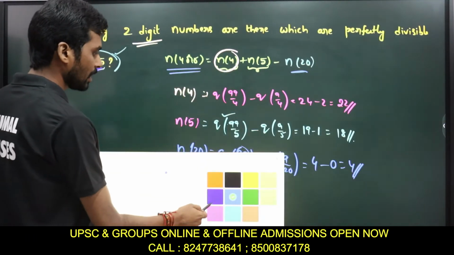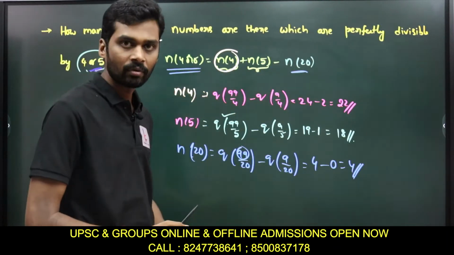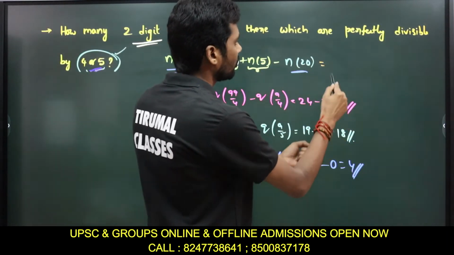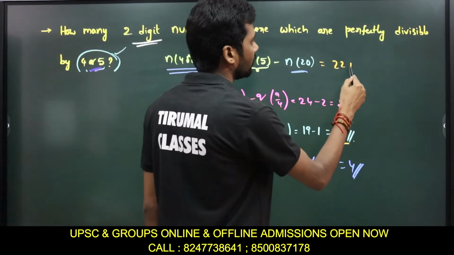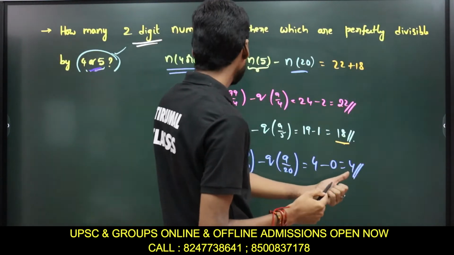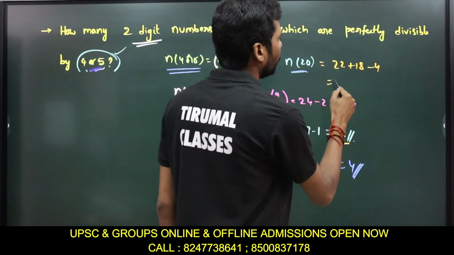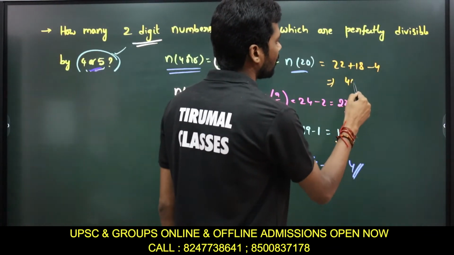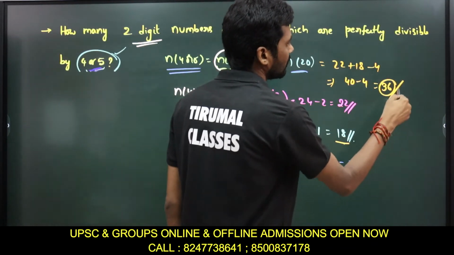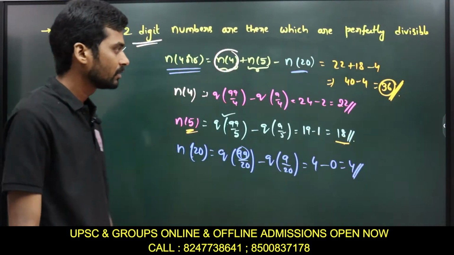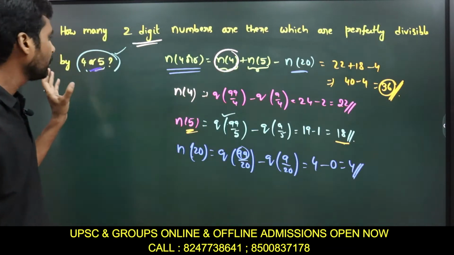N of 4 or 5 is nothing but N of 4 plus N of 5 minus N of 20. N of 4 is 22, plus N of 5 is 18, which is 40, minus N of 20, which is 4. 40 minus 4 is 36. So the final answer is 36. How many two-digit numbers are there which are perfectly divisible by 4 or 5? 36.